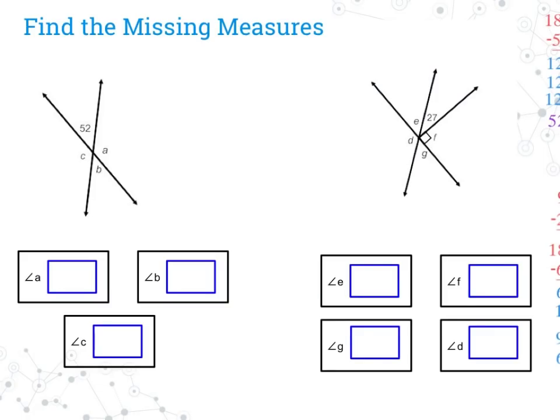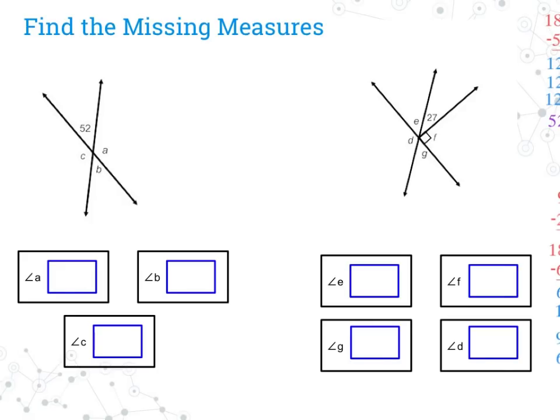Picking up where we left off, we're going to be talking about finding missing measures. Last time we had only one angle to find. This time, we have a whole group of angles to find based on the one angle they gave us and our knowledge of angle relationships. On the first side, they're missing 3 angles and they've given us just one, 52. So we have to use our knowledge of angle relationships and 52 degrees to figure out the other 3 missing angles. I'm going to start with angle B.